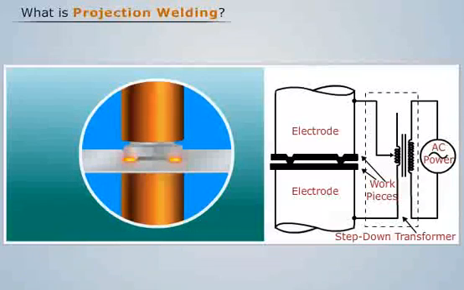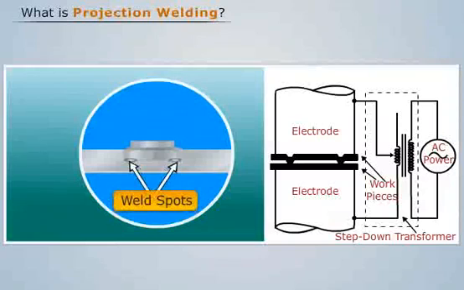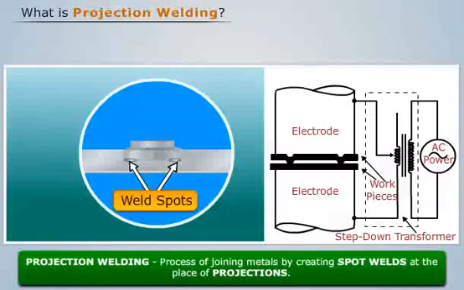Now let us tighten the grip around the workpieces by applying some force on both the electrodes. We see that the molten projections get squeezed between the workpieces and solidify to form multiple weld spots. The number of weld spots formed is equal to the number of projections. This process of joining two workpieces by forming weld spots in the place of projections is called projection welding.